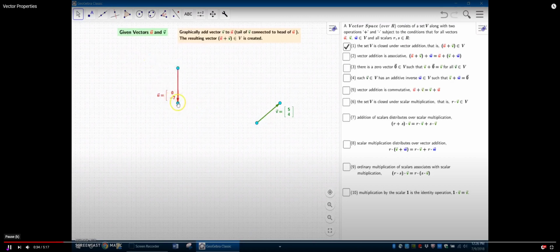Then he's just doing an example of vector addition with two different vectors here. In this case, for u plus v, you just add the components. The 3 plus the 5 is 8, and the minus 4 plus the 4 gives you 0. And this vector, again, lies in the plane.